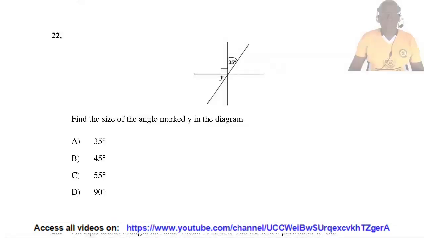Question 22. Find the size of the angle marked Y in the diagram. The angle over here equals 90 degrees, and the angle over here equals Y because they are vertically opposite angles. Therefore, Y equals 90 minus 35, which equals 55 degrees. So the answer is C.